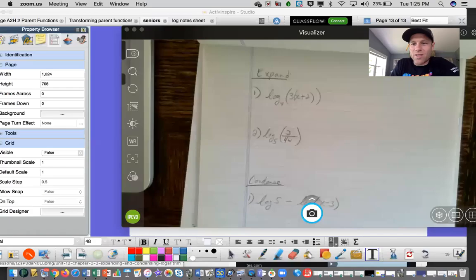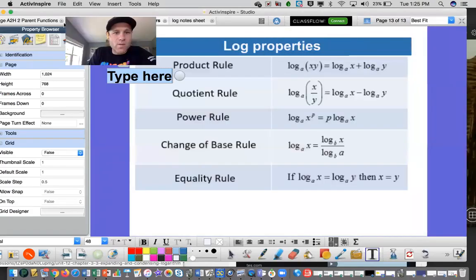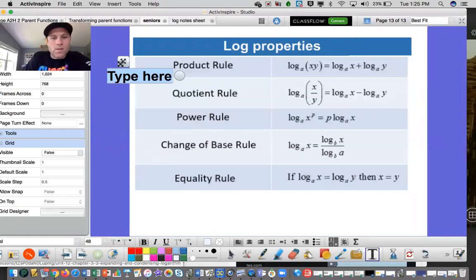So the first thing I want to show you would be your log properties. Let me find my desktop. Log properties look like this right here. We've already been through these, so if you want to pause the video and jot these down if you didn't already do so in Edgenuity, I'll be referring to them quite a bit as we go throughout.